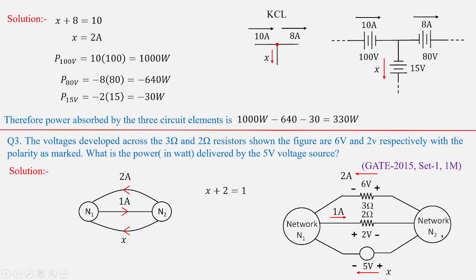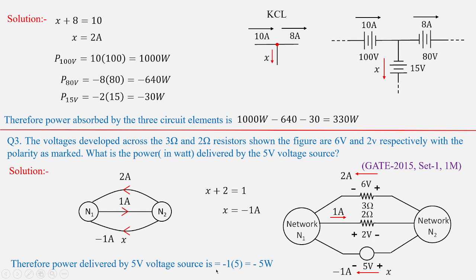Similarly, if you concentrate on network 2 as a node, you're going to get 2 amperes plus X amperes is equal to 1 ampere. So either way, you can derive this particular equation. Hence, X will be equal to minus 1 ampere. And the minus sign means the direction is opposite to what was assumed. Therefore, power, which is voltage into current, delivered by the 5 volt voltage source is minus 1 into 5, that is equal to minus 5 watts.